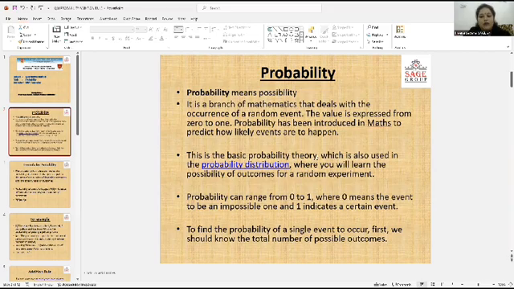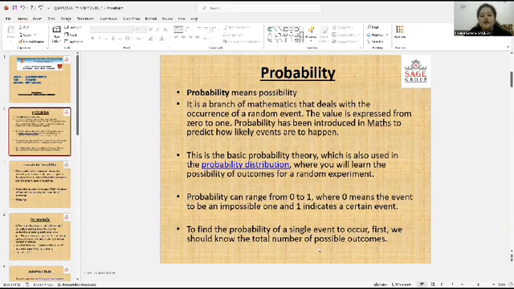This is the basic probability theory, which is also used in probability distribution, where you will learn the possibility of outcomes for a random experiment. Which means you understand how many possible outcomes there can be, right? So from probability we find that if any event occurs, what will be the possible outcome, okay? Probability can range from 0 to 1, where 0 means the event is an impossible one and 1 indicates a certain event.